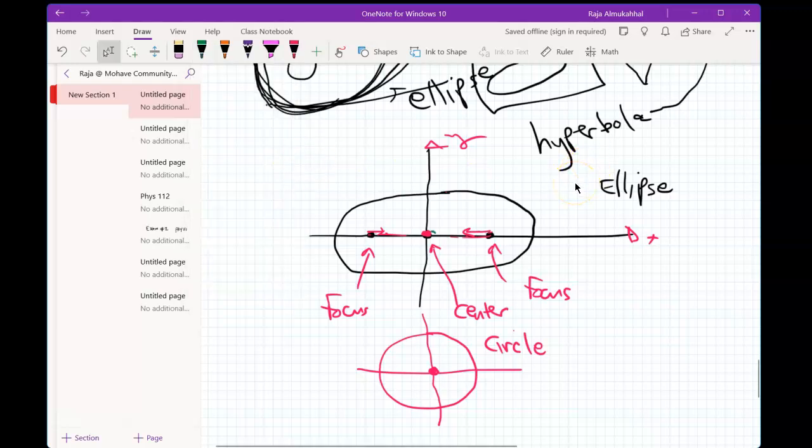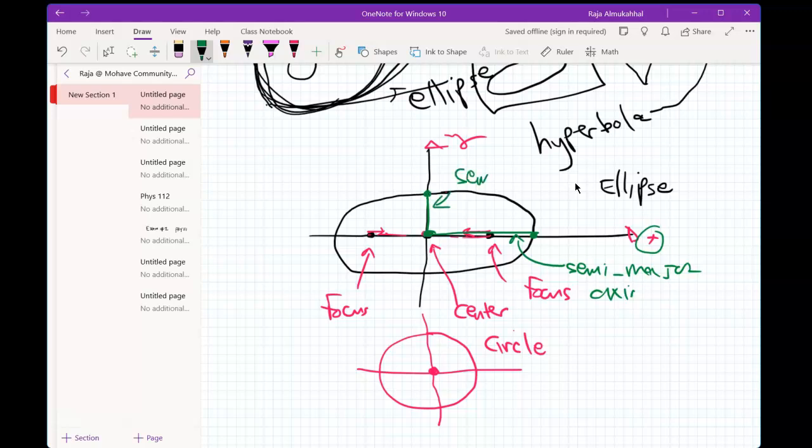The distance from the center to the edge of the ellipse here on the x-axis, we call it the semi-major axis. And the distance from the center to the edge on the y-axis here is called the semi-minor.